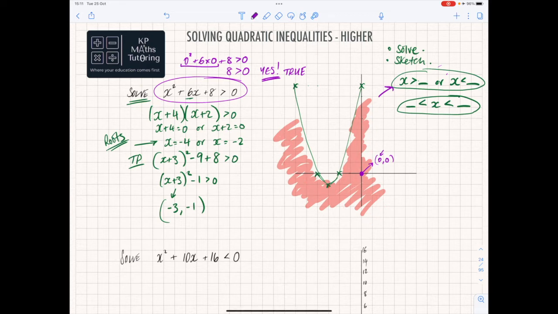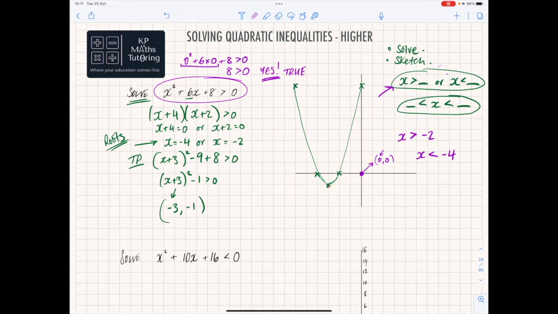What I'm now saying is x has to be greater than this point here, because it's that side of that point. So that point I know is minus 2. But it also needs to be this side of this line as well, which means x is less than minus 4. Now, the reason that I'm saying that is because if I was to reshade just this part here.